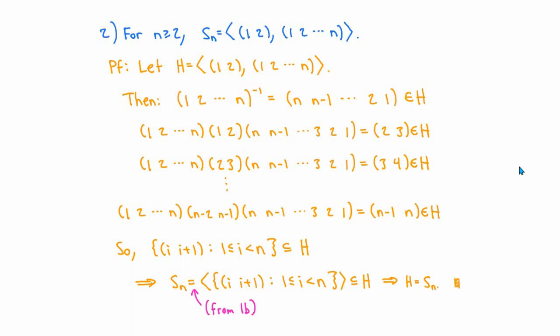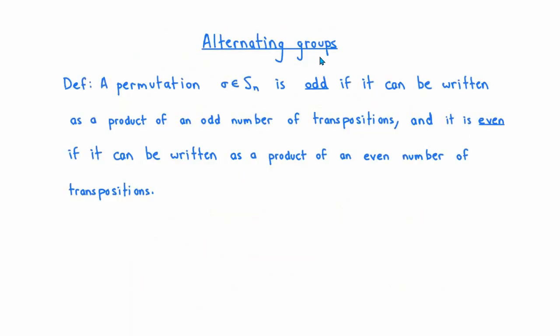So now we've whittled this down to show that Sn, even though it's a complicated group in general, is always generated by the set consisting of these two elements. In other words, every element of this group can be written as a product of finitely many copies of these elements. Now I want to talk about alternating groups, and I'd like to do this carefully.